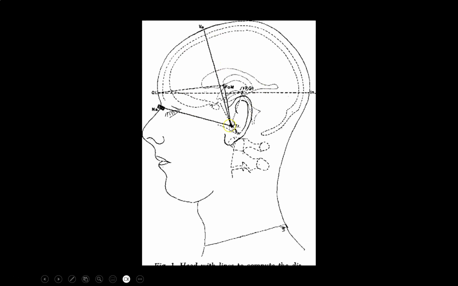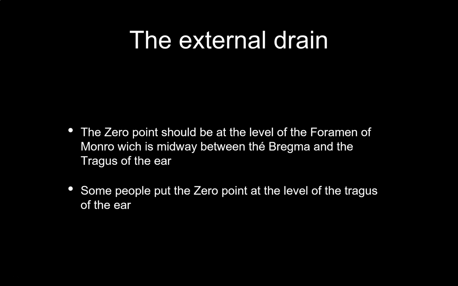So if this is the tragus of the ear and this is the bregma, and you divide midway the distance from here to here, approximately at the foramen of Monro. And this is of utmost importance for the application of the external drains. The 0 point of the external drain should be at the level of Monro.